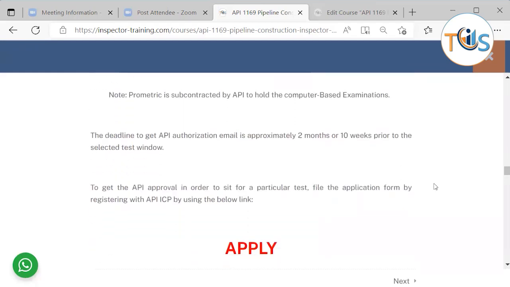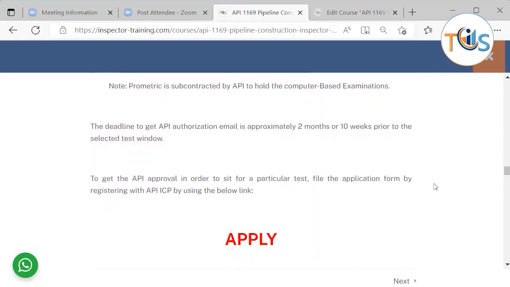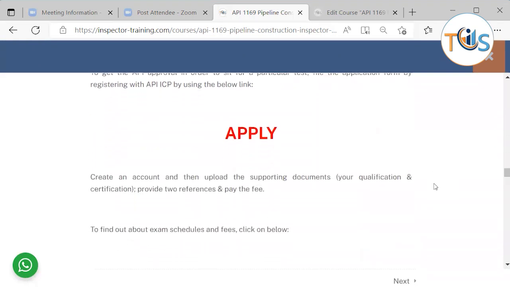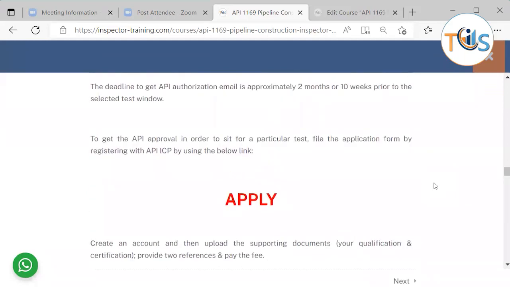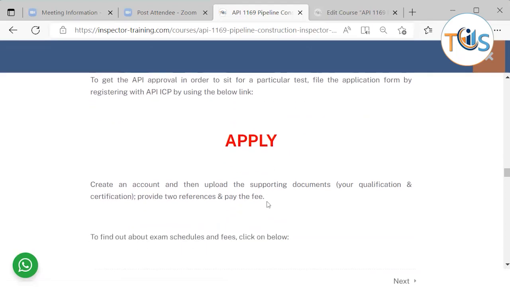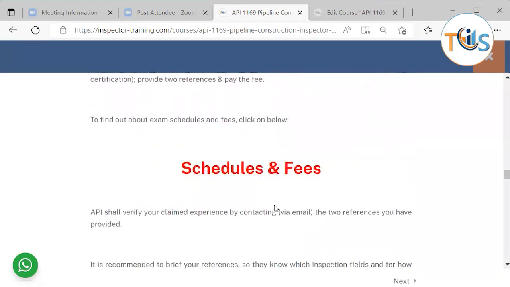The deadline to get the API authorization email is approximately 2 months or 10 weeks prior to the selected test window. To get the API approval in order to sit for a particular test, file the application form by registering with API ICP by using the below link, apply. Create an account and then upload the supporting documents, your qualification certification, provide 2 references and pay the fee. To find out about exam schedule and fees, click on this link below, schedule and fees.